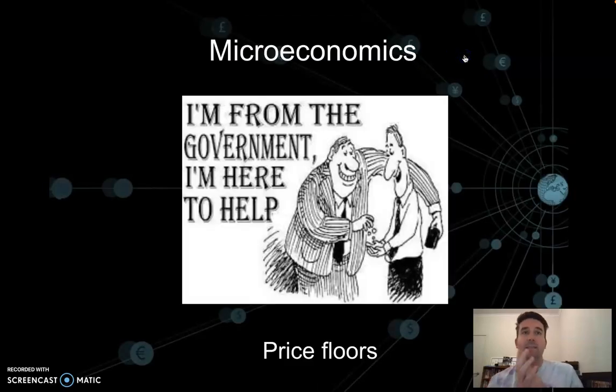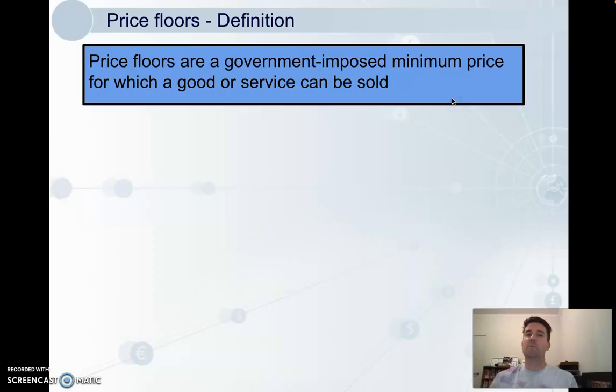Okay, this is a lesson on the price floor section of microeconomics. So we will start with a definition. A price floor is a government-imposed minimum price for which a good or service can be sold. Now, we have seen price ceilings already, so I think you should be able to draw a price floor. I want you to show the effect on price and quantity, and pause now to do that.